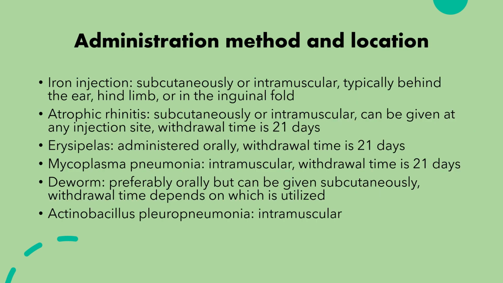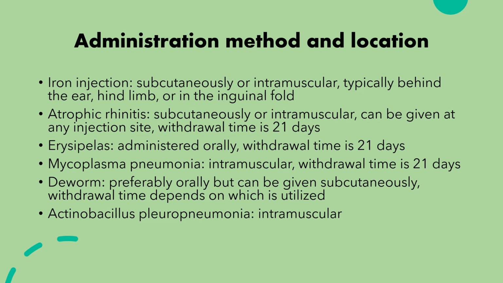So what are the administration methods and locations? For the iron injection, as mentioned, we can give this subcutaneously or intramuscularly. Typically, it'll be behind the ear, the hind limb, or the inguinal fold. Atrophic rhinitis will be given subcutaneously or intramuscularly as well. It can be given at any injection site. However, withdrawal time is 21 days. Erysipelas is administered orally, and the withdrawal time is 21 days.